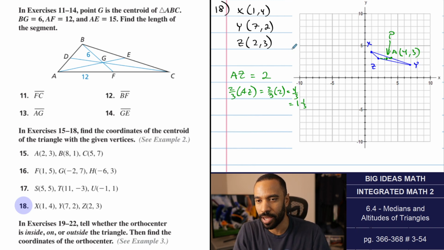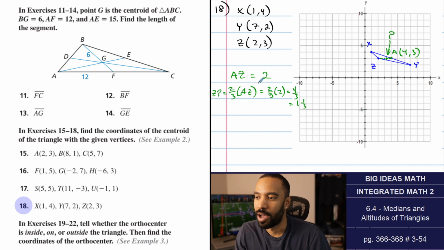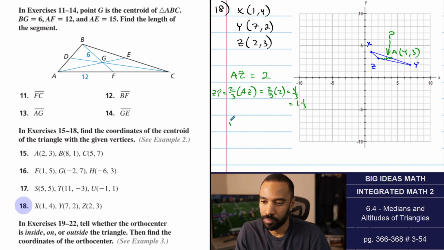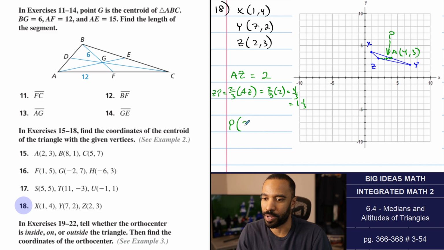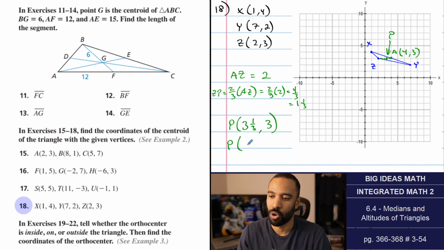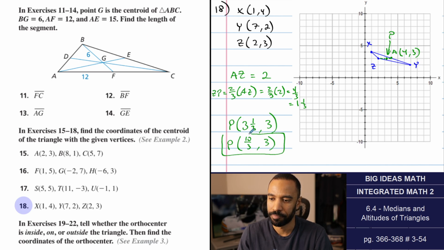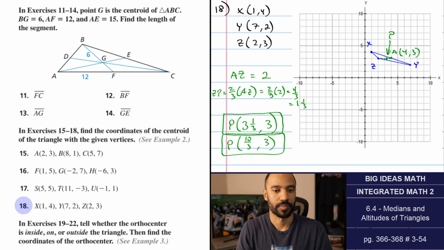Should be 2/3 away from Z. So that length of ZP, oh, that is ZP. Okay. Centroid P. That is 1 1/3 away from 2, which is at 3 1/3. So it's at 3 1/3, comma, and it's equal height there, which is 3. So 3 1/3, comma, 3, or 10/3, comma, 3. Either way is fine. All right. I'm good there.